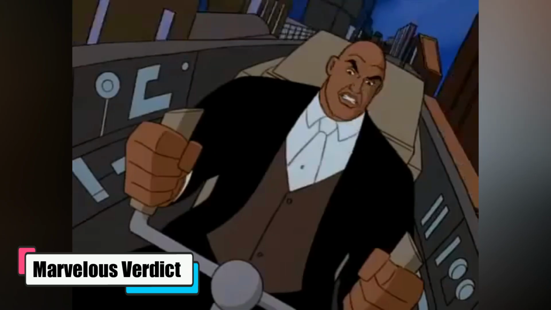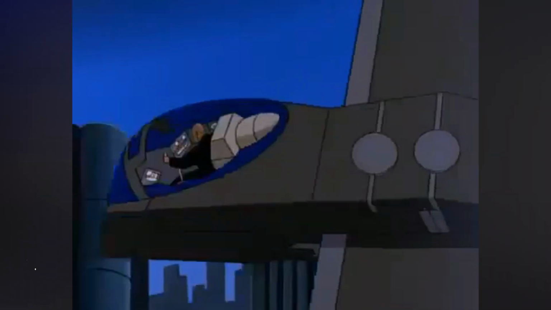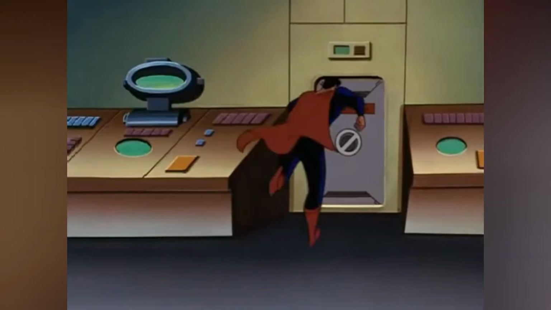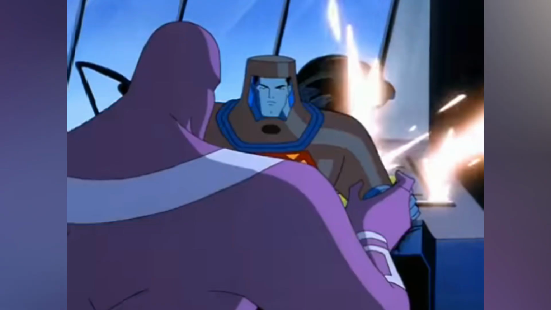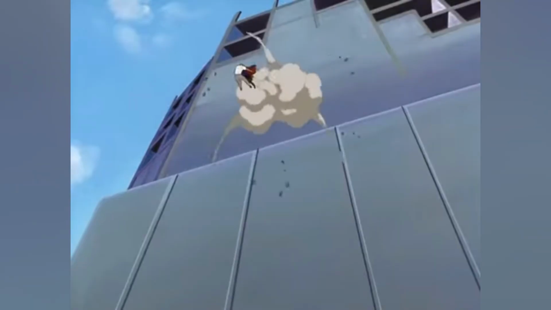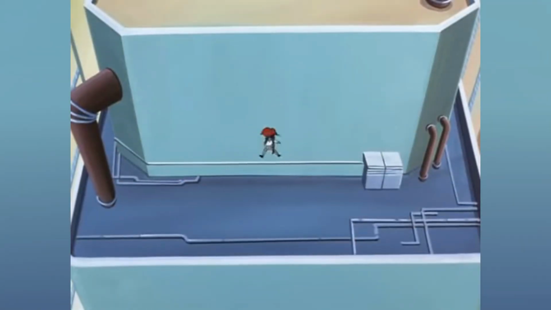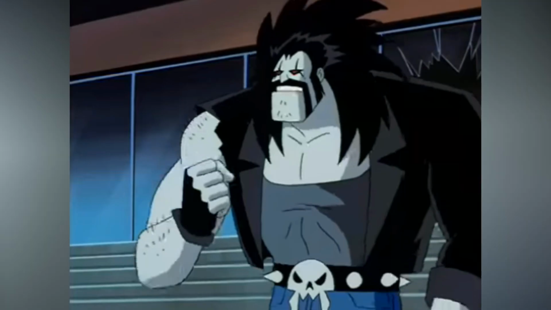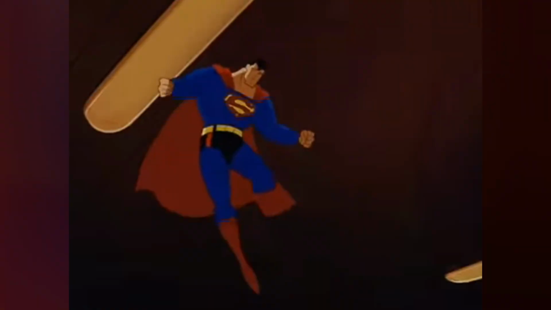Marvelous Verdict. The Superman animated series was a groundbreaking show that not only introduced a new generation of the iconic character of Superman, but also showcased some of the most memorable villains in the DC Comics universe. The show's incredible animation and storytelling made it a fan favorite. One of the standout aspects of the show was the depth and complexity of the villains. They were not simply one-dimensional characters who existed solely to oppose Superman, but rather they were individuals with their own motivations, goals and backstories. By exploring their origins and tactics, we were able to gain a deeper understanding of their characters and what made them such compelling adversaries for the Man of Steel.